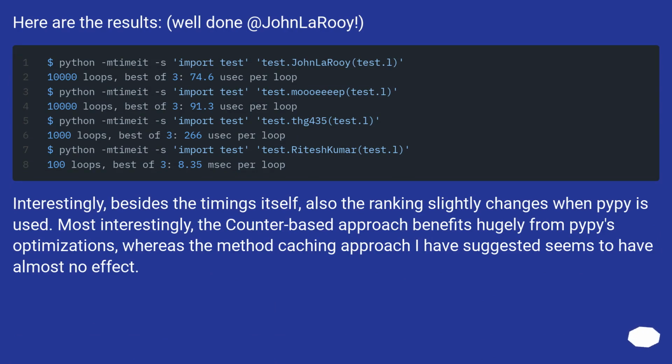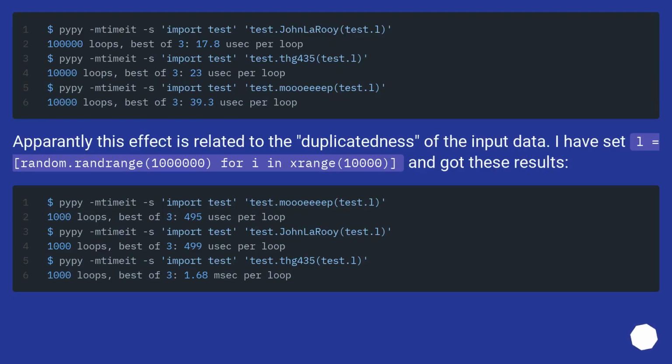Most interestingly, the Counter-based approach benefits hugely from PyPy's optimizations, whereas the method caching approach I have suggested seems to have almost no effect. Apparently this effect is related to the duplicatedness of the input data. I have set L = [random.randrange(1000000) for i in range(10000)] and got these results.